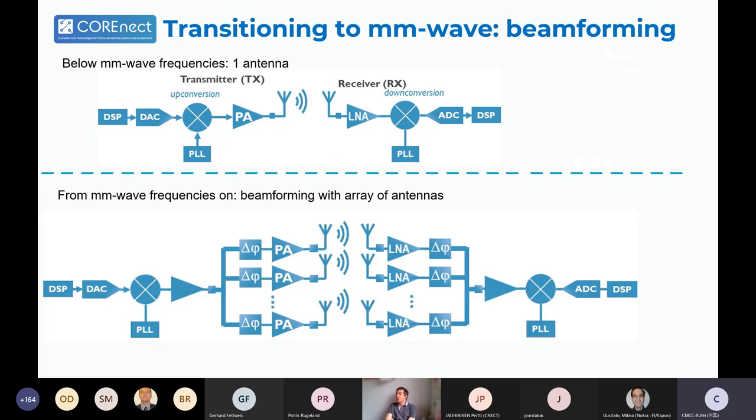Here's the animation. When you split the signal that you transmit via the antennas over different paths, and you give to each path an appropriate phase shift, then you can steer much energy in a particular direction while you hardly radiate in other directions. So compared to the classical single antenna architecture that you see here, you duplicate part of the transceiver functionality and you add splitters, or combiners in the receive path, and you add phase shifters as well.